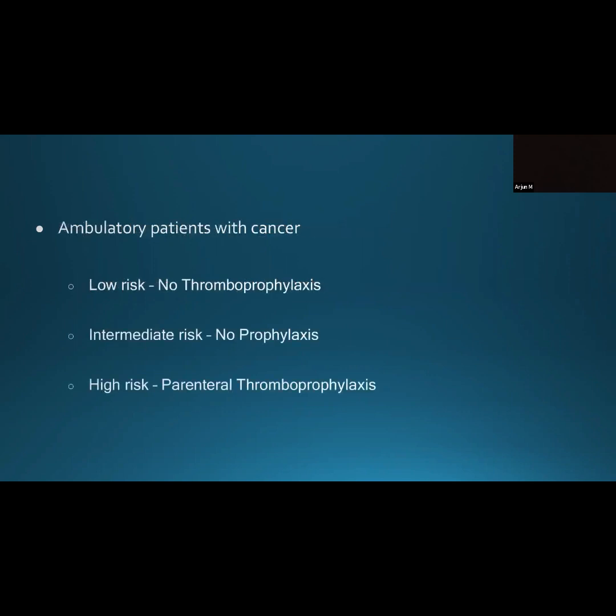And for ambulatory patients with cancer who are at a low risk of developing thrombosis, no thromboprophylaxis is needed. And for patients with an intermediate risk of developing a thrombotic event, no prophylaxis is suggested actually. However, for patients who are at a higher risk of developing a thrombotic event, parenteral thromboprophylaxis can be considered.